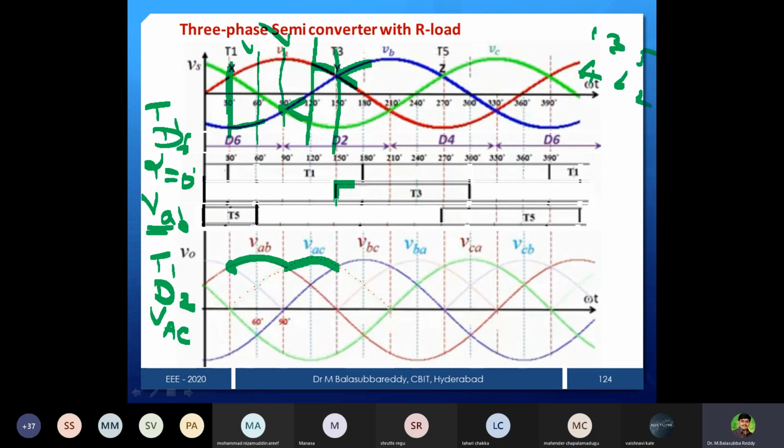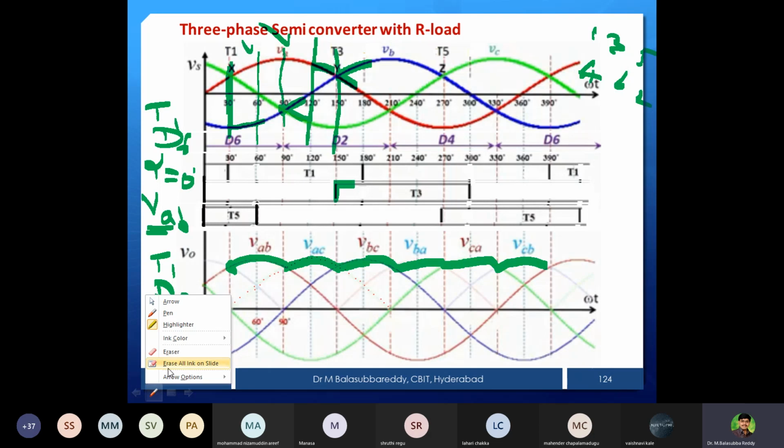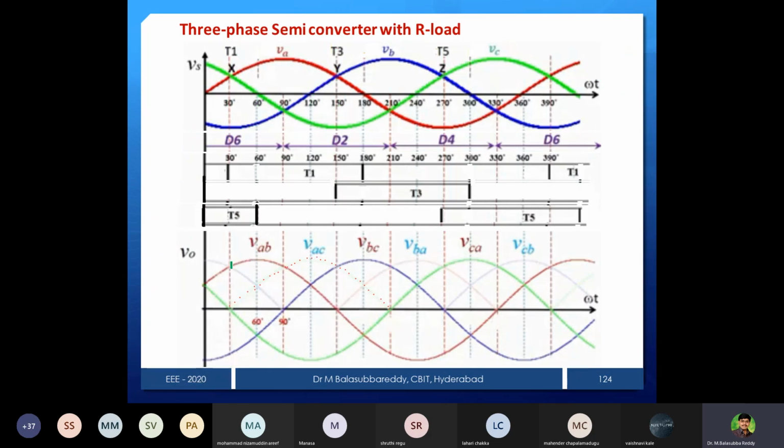Now what will happen? The upper group device is changeover. Instead of A phase, the B phase device is going to conduct, but still D2 will remain. That's why the C phase device will remain in the lower side, but the upper side is going to change over. So that's why we transfer to BC. Again you can see it continues, and this is your output voltage waveform for alpha equal to 0 degrees.